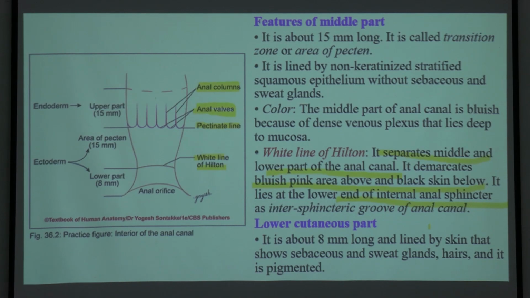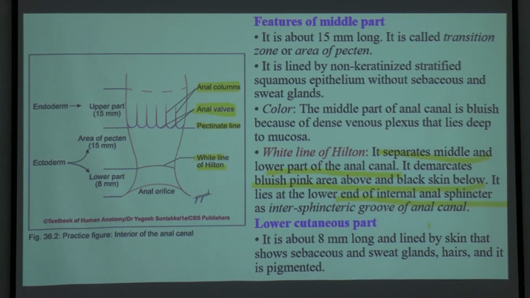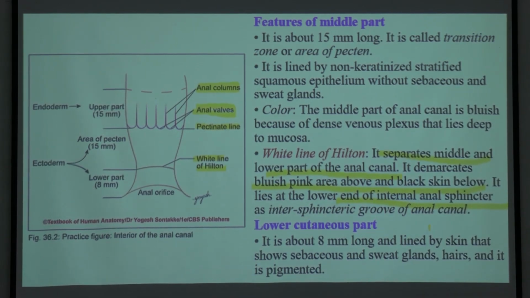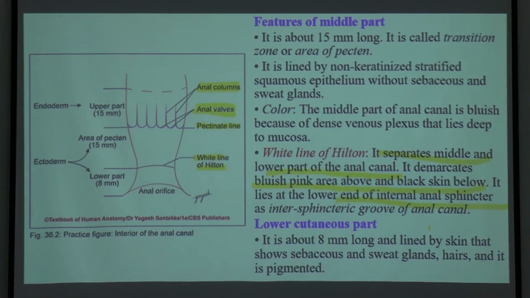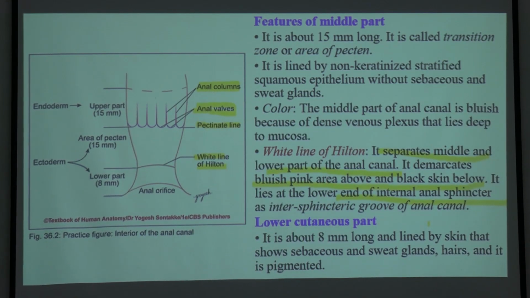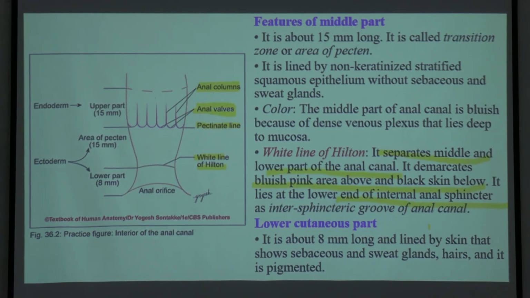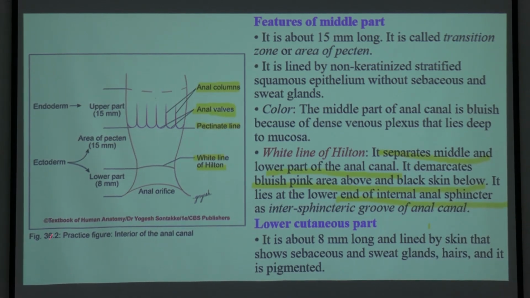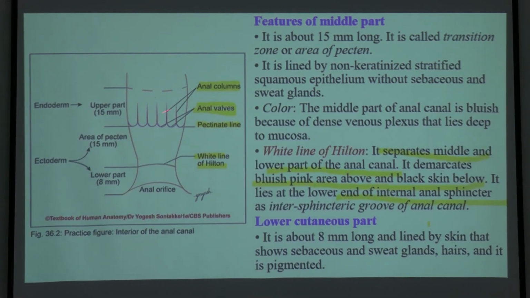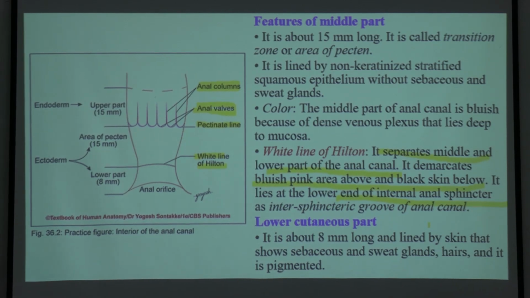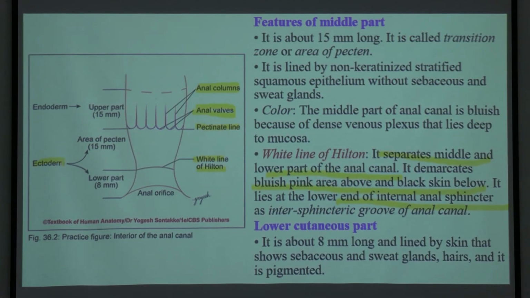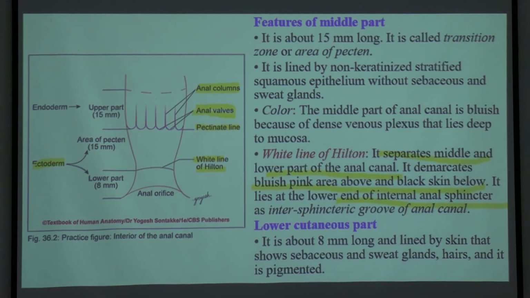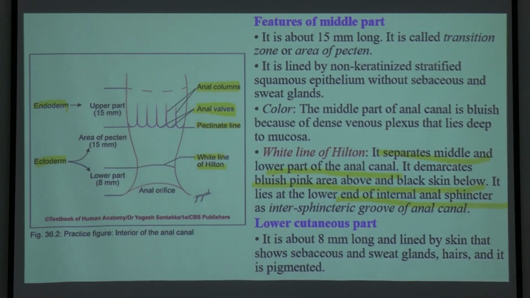The gut tube develops from the endoderm. There is the endodermal gut tube. So that part belongs to the endodermal gut tube, whereas this part actually originates from ectoderm. So there is a junction between endoderm and ectoderm at the pectinate line.